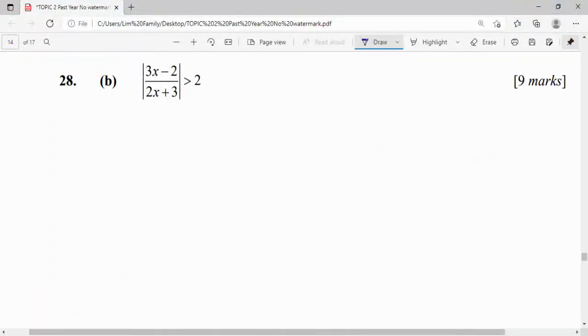So for 28b, we're going to solve this modulus inequalities. For this question, we can solve it alternatively by multiplying this modulus to the right hand side. So first, I separate the modulus, then I multiply it to the right hand side. Because it is a modulus at the denominator, I can multiply it to the right hand side.